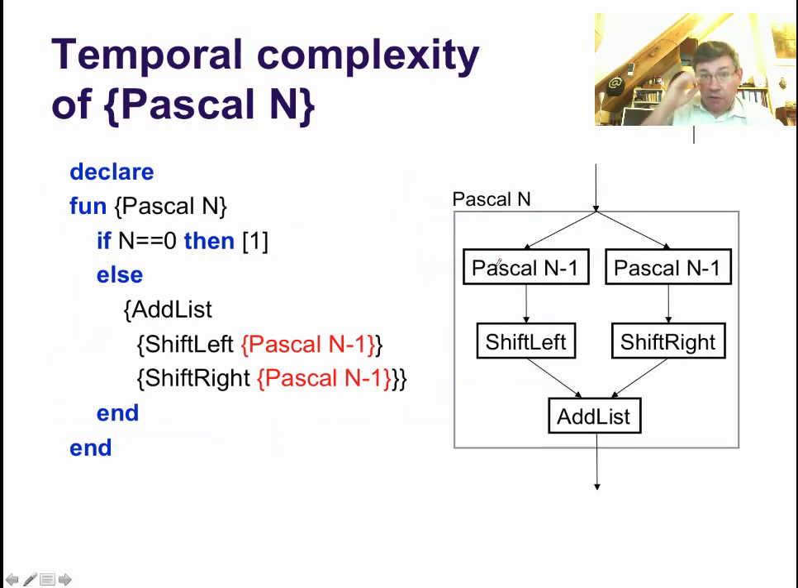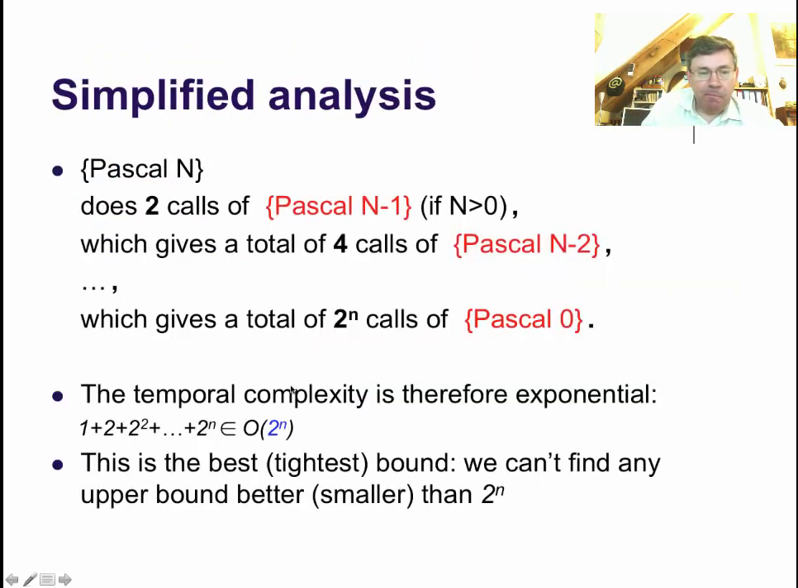So let's calculate now the temporal complexity. In order to do that, we're going to use a simple analysis where we want to count the number of calls of Pascal that is done in a complete computation. For Pascal n, we have 2 calls of Pascal n minus 1. So we have here a simplified analysis. Pascal n does 2 calls of Pascal n minus 1 if n is greater than 0.